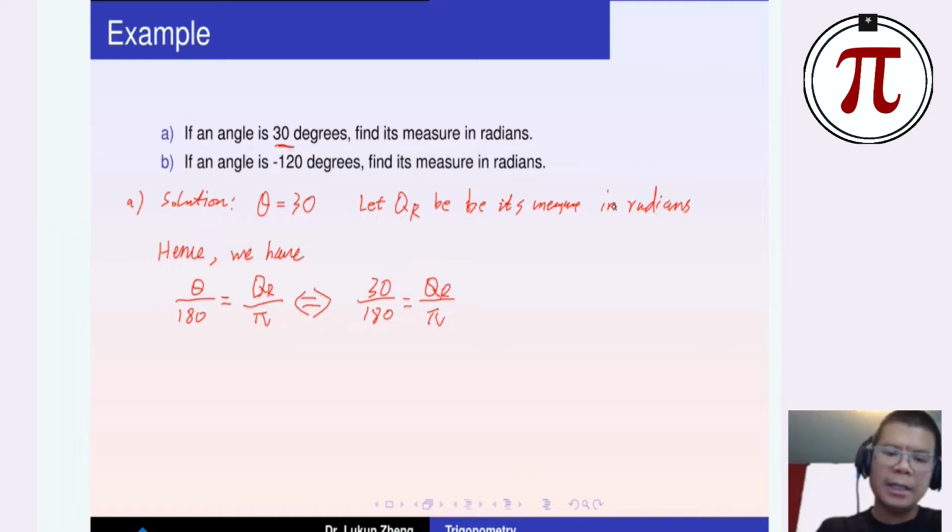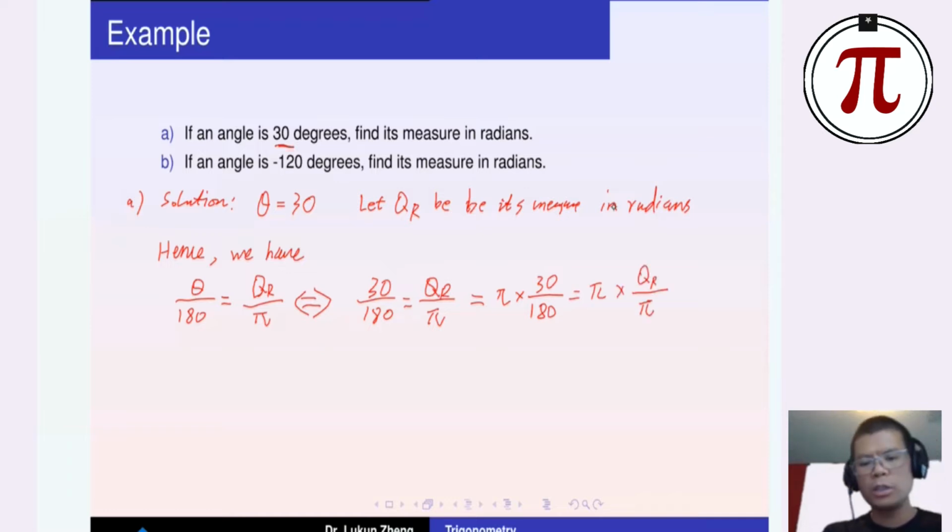Now let's multiply pi on both sides. Pi times 30 over 180 equals pi times theta sub r over pi. Multiplying pi on both sides keeps it exactly the same. Now you can see that on this side, pi and pi cancel out.